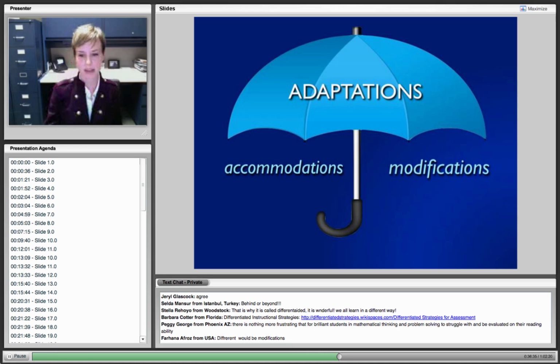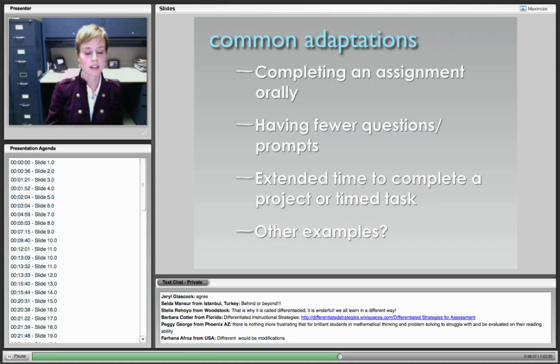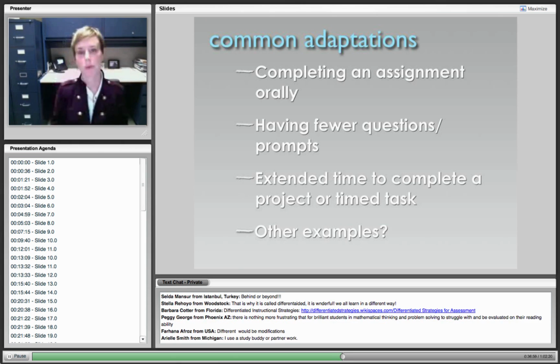All right, so Farhana is already making kind of a guess. Different would be modifications. Here are some common adaptations you all see in the classroom on assessments. We might allow a student to complete an assignment or a project orally. So let's say that there's a writing task, and for a student who's an English learner, we allow that student to complete the task orally and maybe complete some sort of visual project and describe it instead.